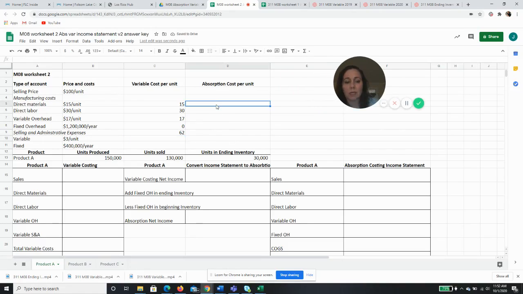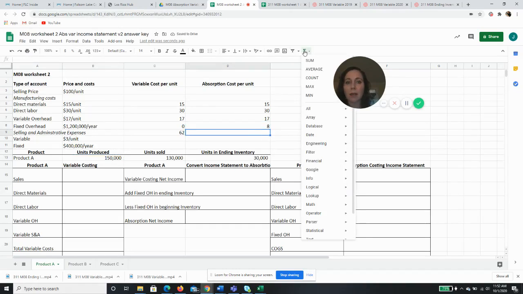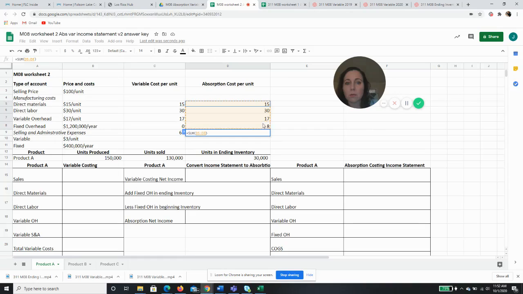All right, for absorption, it's going to be exactly the same. 15 for direct materials, 30 for direct labor, 17 for variable overhead, but we are going to include fixed overhead. And the fixed overhead is going to be the 1.2 million divided by the number of units we produced, which is 150,000. Okay, so it's going to be 8. And then we're going to add that up. So our product cost per unit is going to be $70 under absorption.